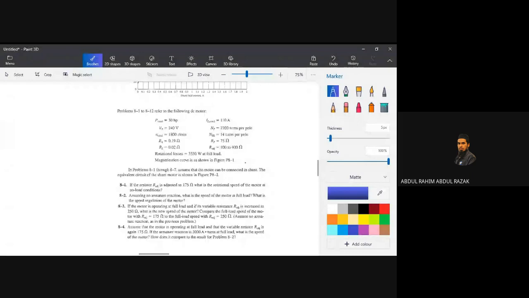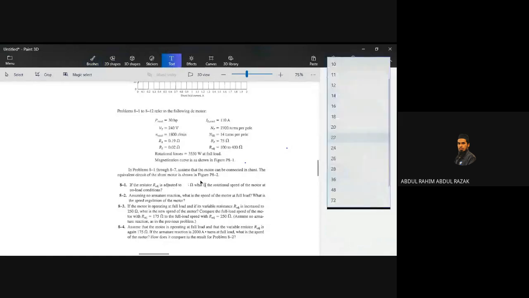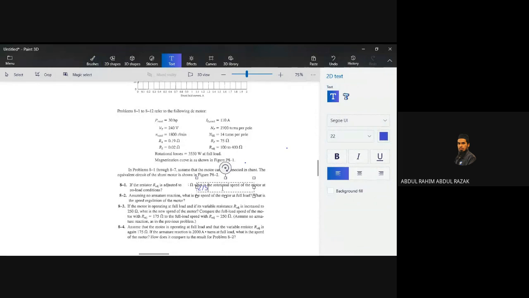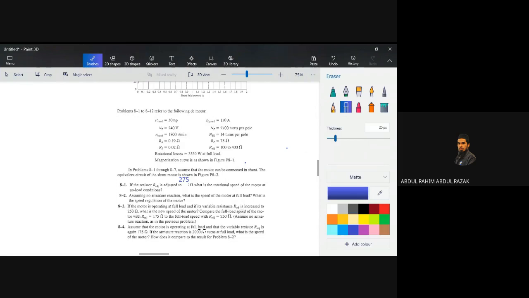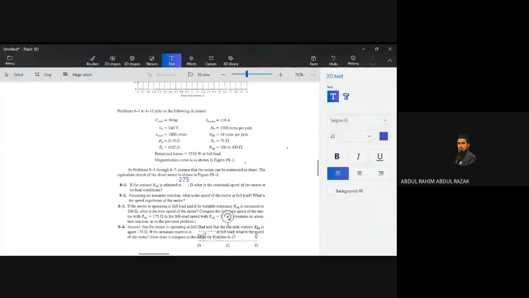Okay, if you take a look at this question, a few amendments we need to do. Please delete this part, 175 ohm. Instead of 175, we shall change it to 275 ohm. So use 275 ohm for this value and this value. And also another one: change your 2000 ampere turn into 1000 only. 1000 ampere turn. So use these two numbers as our current exercise.